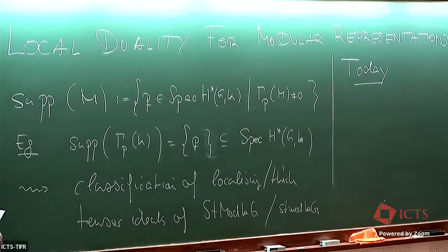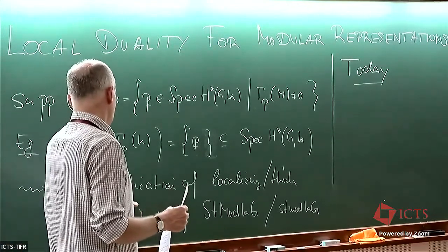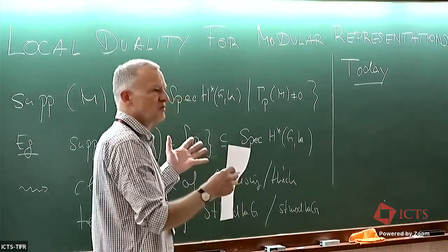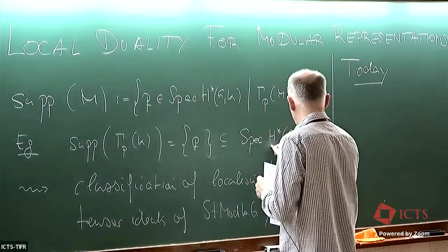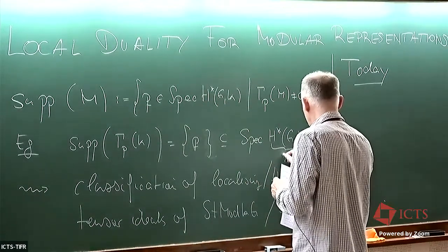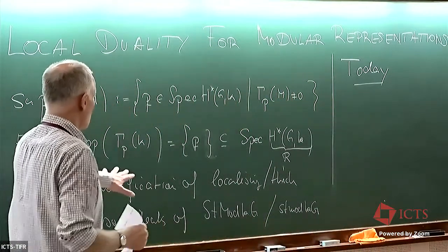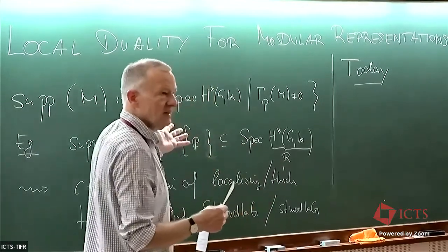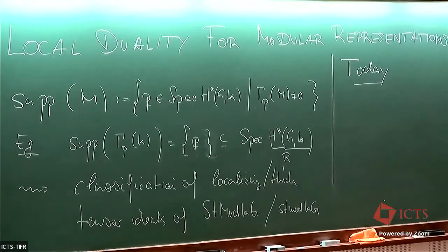Yeah? And we have seen that this classification of localizing subcategories was really in terms of all subsets of Spec R. So I often denoted that by R. Also today I will use R. So all subsets arise basically as support. Okay.